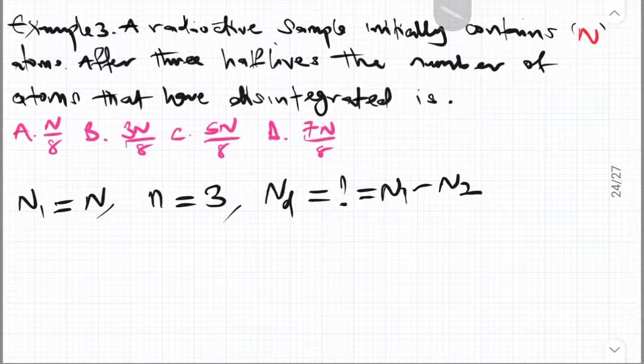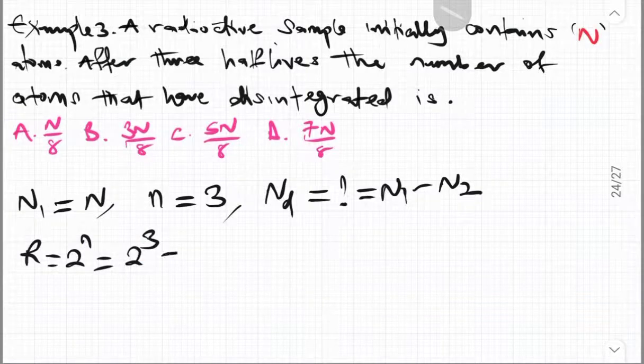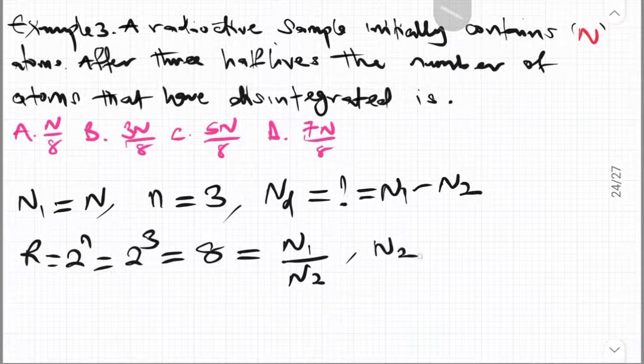And we see that this is equal to N1 minus N2. So note we said that R is equal to 2 to the nth power, so we have 2 to the 3rd power because n is equal to 3. So this is actually 8. So R is equal to 8, and this is equal to N1 over N2. So let's see what N2 is. N2 will be N1 over 8.